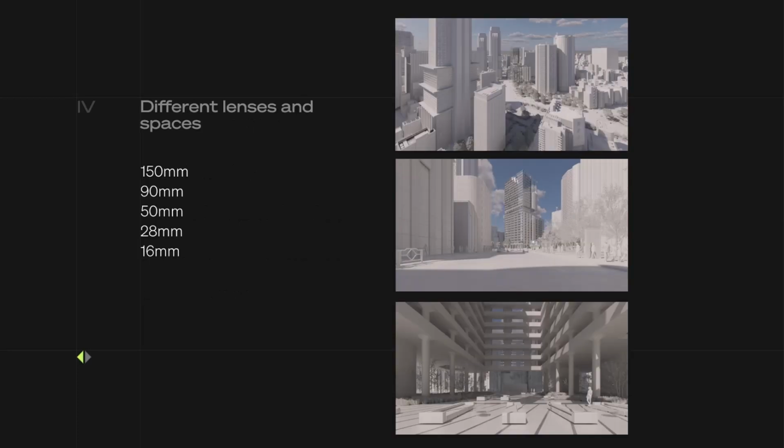So different lenses and spaces. We'll have a look at 5 options that cover a pretty large spectrum, and then we can have a look at what is happening in between. We'll look at 150 millimeter, 90, 50, 28, and 16 millimeter, so a very long focal length all the way down to a very short focal length. And we'll do 3 case scenarios: an aerial view, a street level view, and an interior scenario.